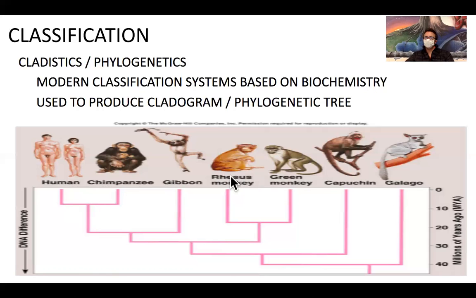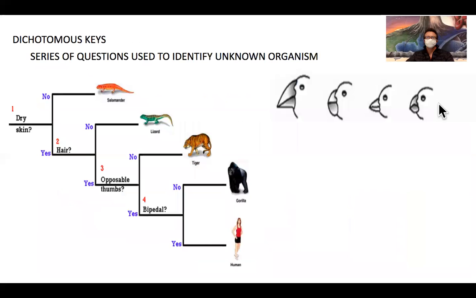You might look over here and say, okay, well, they're on the same kind of branch, right? But how long ago did the rhesus and green monkey diverge? Well, 15 million years ago, right? So the separation of these two animals is about twice as long as the chimpanzees and the human beings.